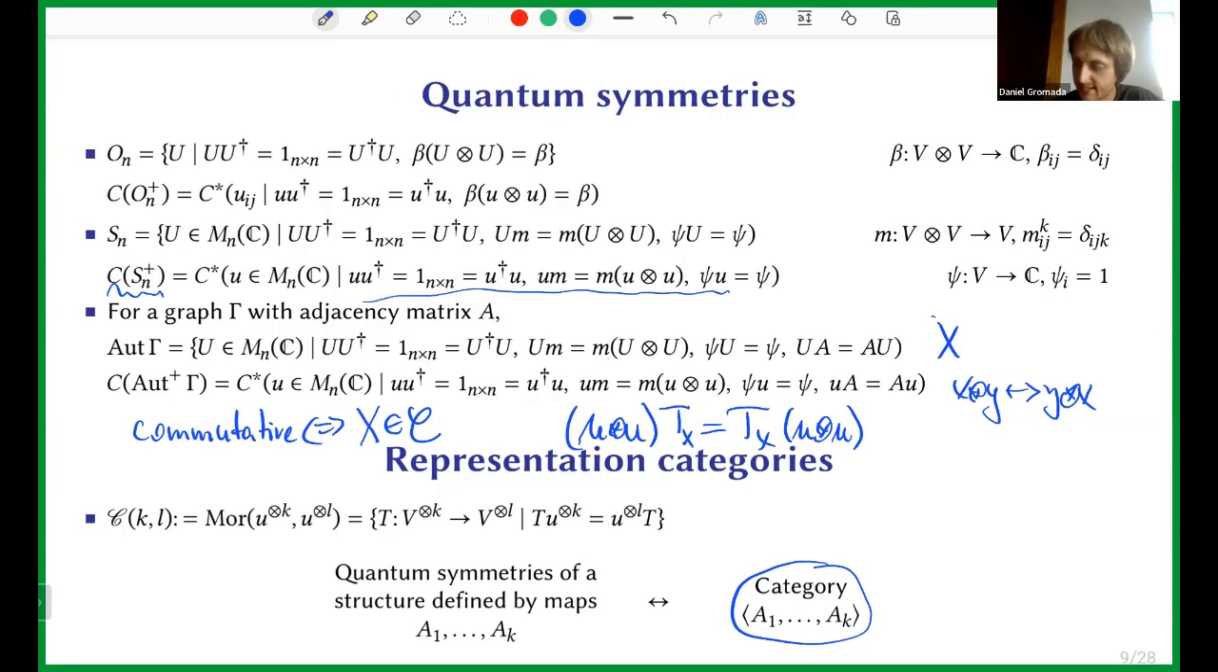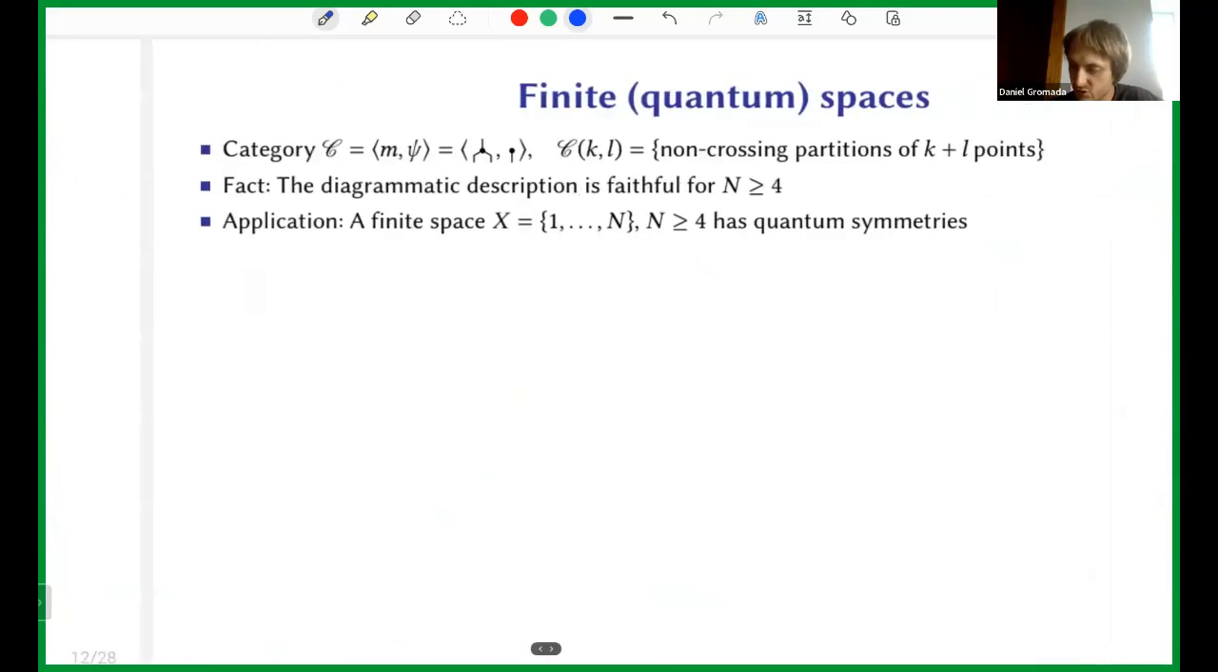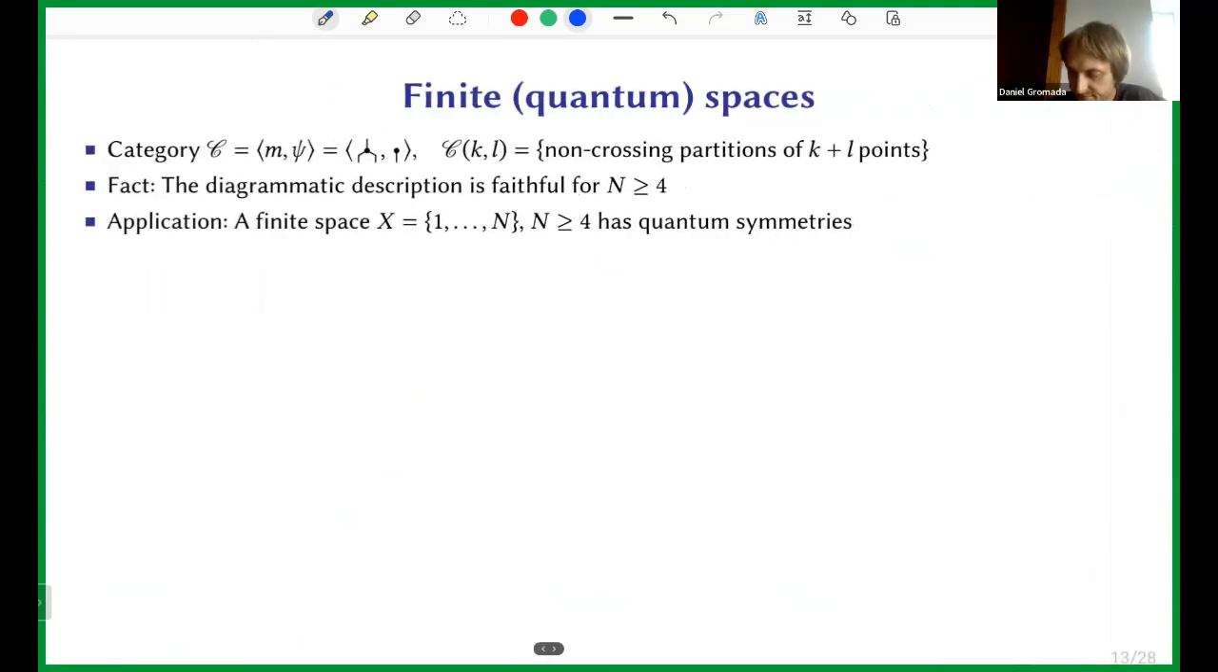So we can spot the fact that something has quantum symmetries just by looking at the corresponding category. And so what you can do is, this category with those diagrams with 2 inputs, 2 outputs, you can list them. So this is like this, like this, and so on. There are, I think, 14 of them or something like that.